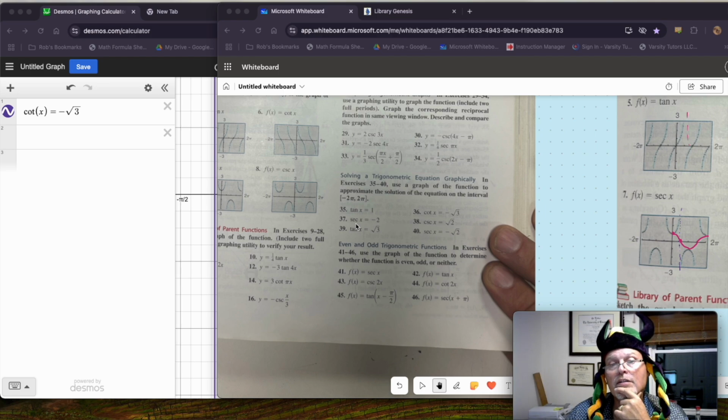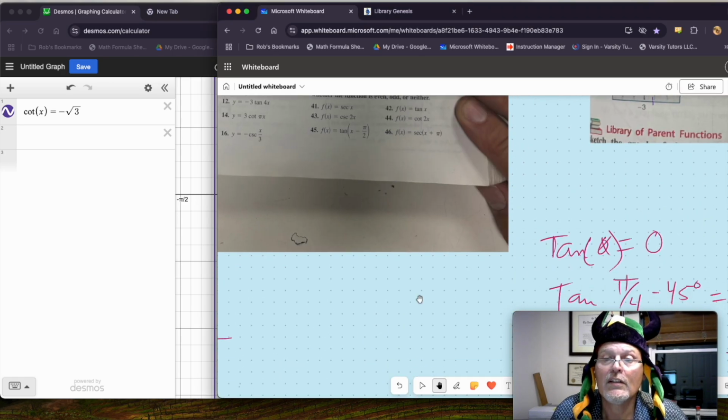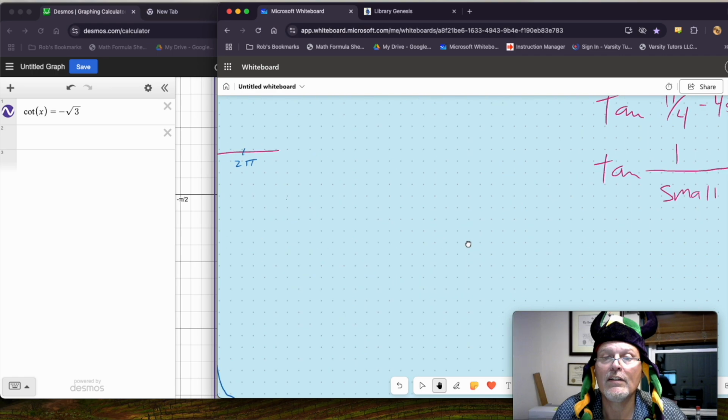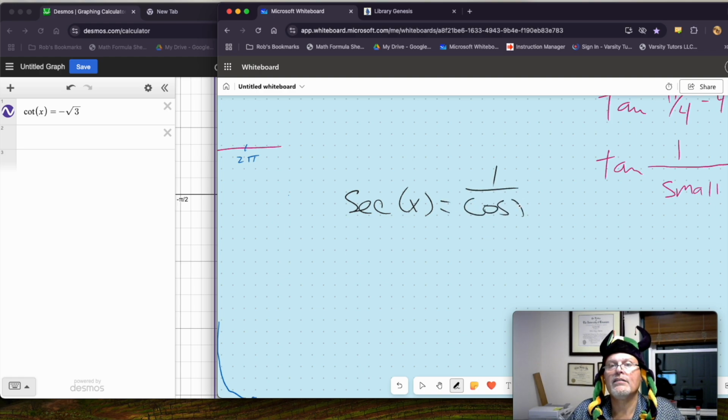And so let's go ahead and take a look at number 37. Let's do one more. So the secant of x equals negative 2. So let's take a look at what that means. So my secant of x is 1 over the cosine of x. And I want to know where that is.